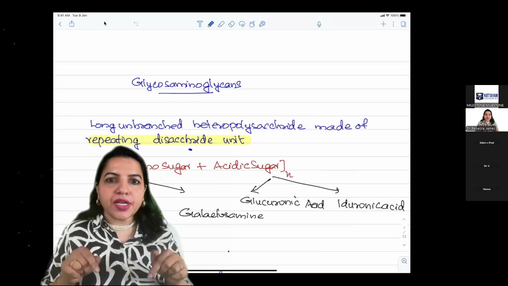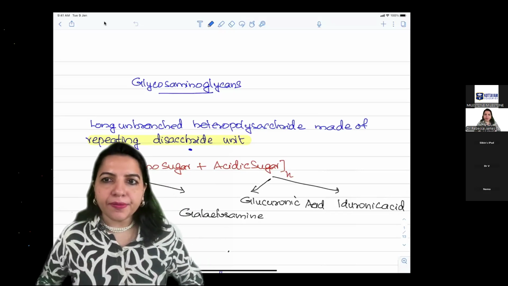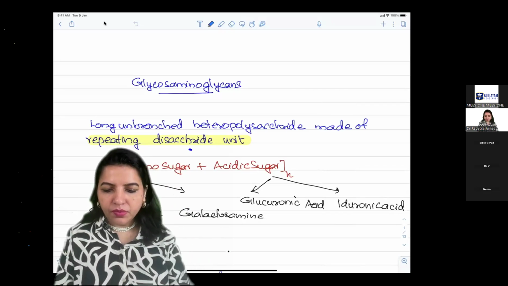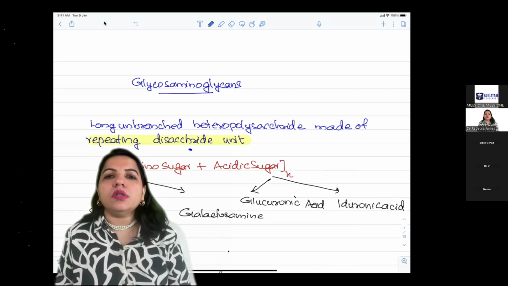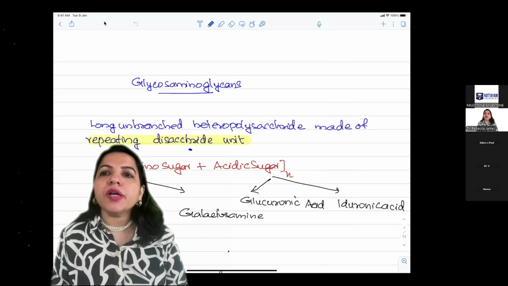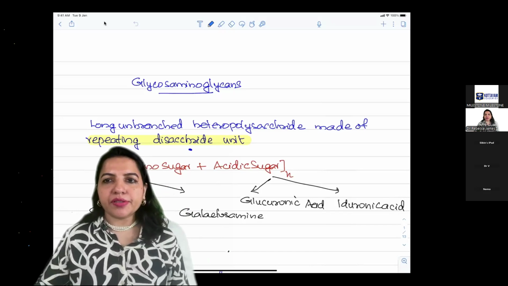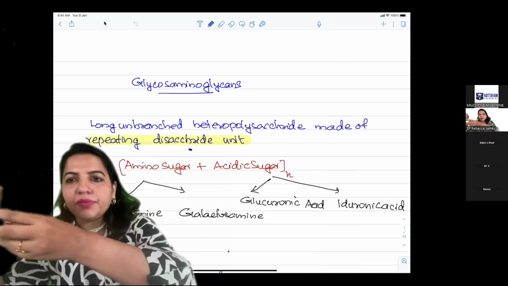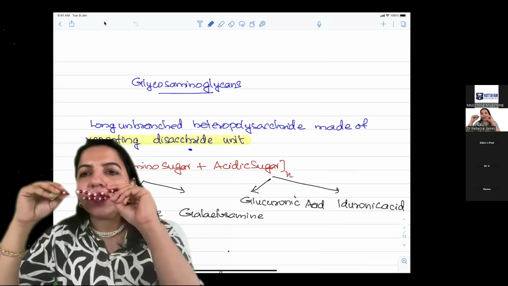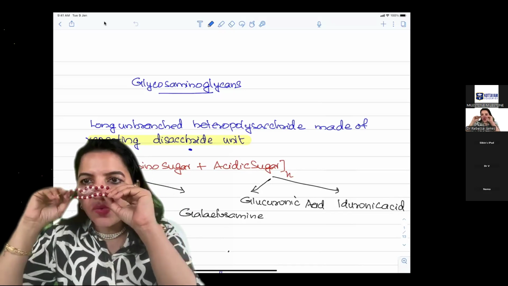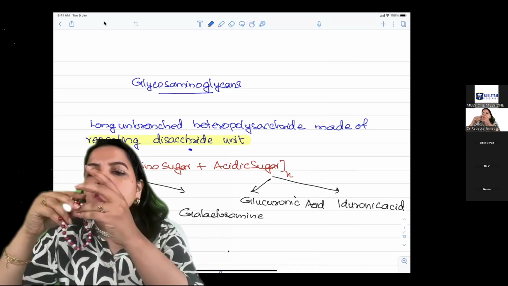Glycosaminoglycans. This is there in your notes. Please see that. So what is glycosaminoglycans? Glycosaminoglycan is something which is in my hand, something like this. So what is glycosaminoglycan?